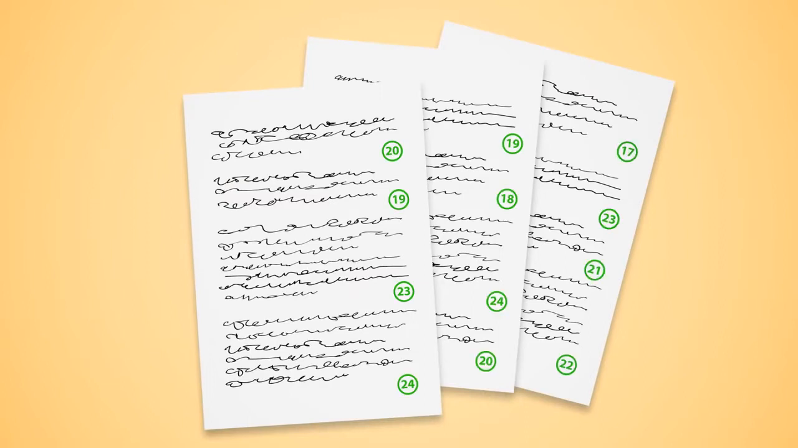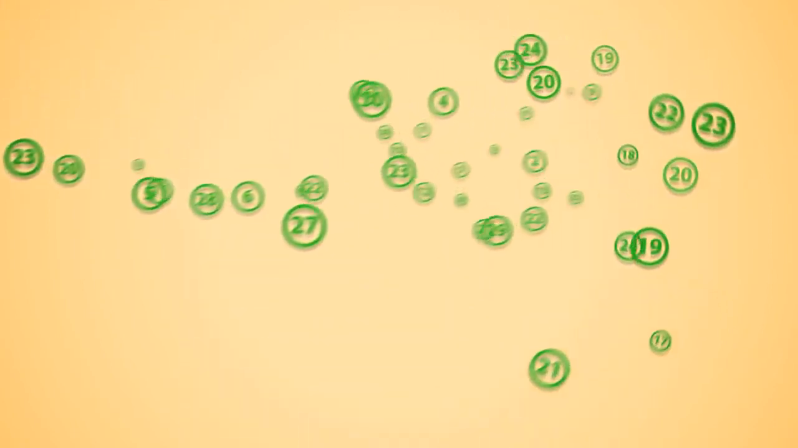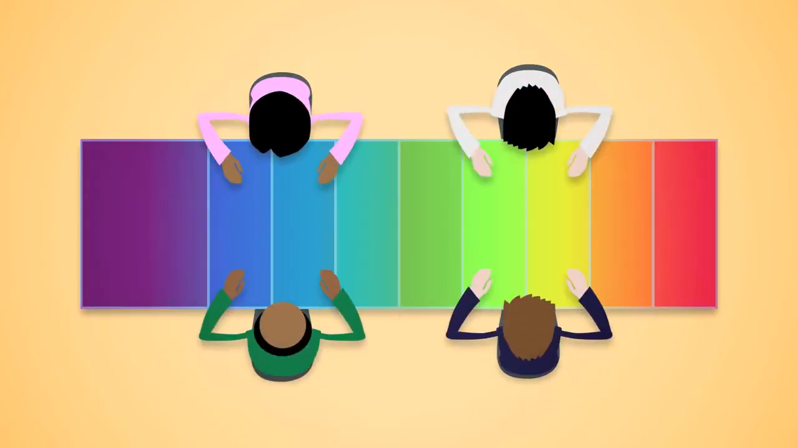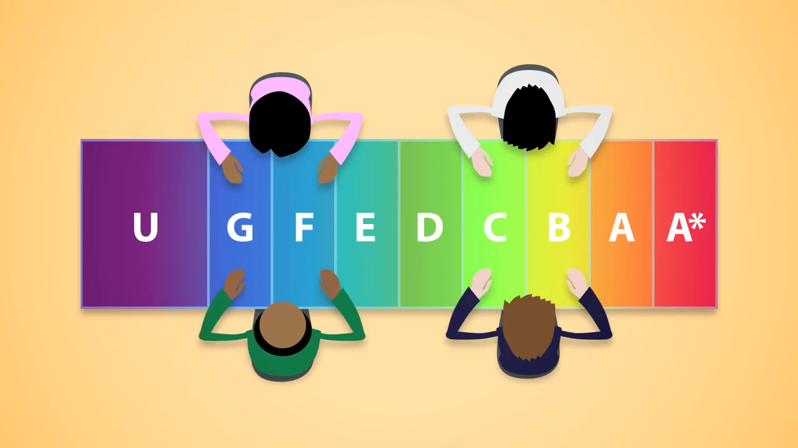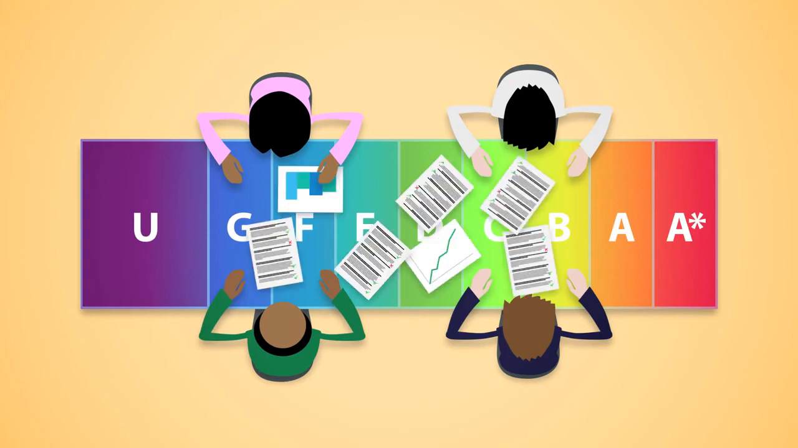How do we work out the grades? Your script has been marked, but this isn't your final result. Here's how Cambridge turns marks into a grade. We turn marks into grades by using grade boundaries. Grade boundaries are the minimum marks you need to achieve a grade. We use a mixture of statistical evidence and expert judgment to agree the grade boundary.